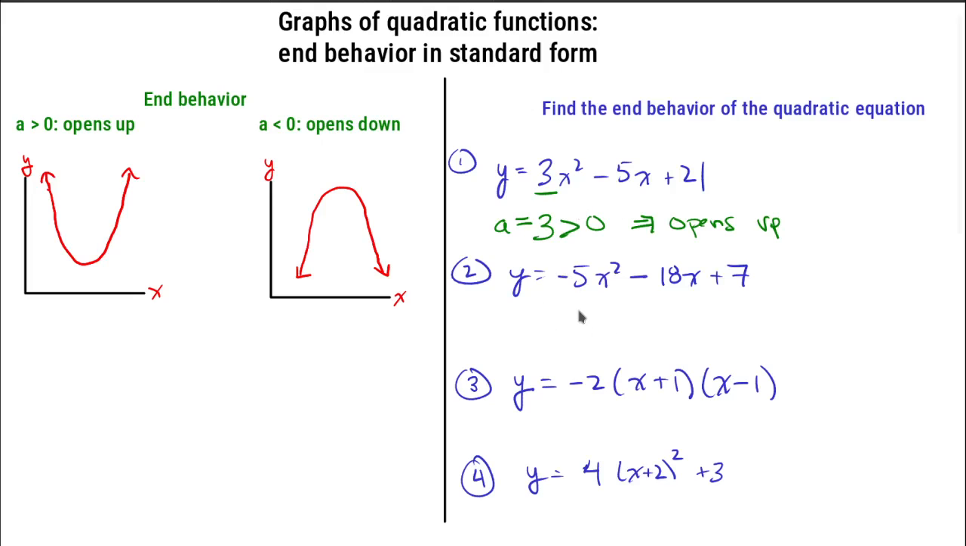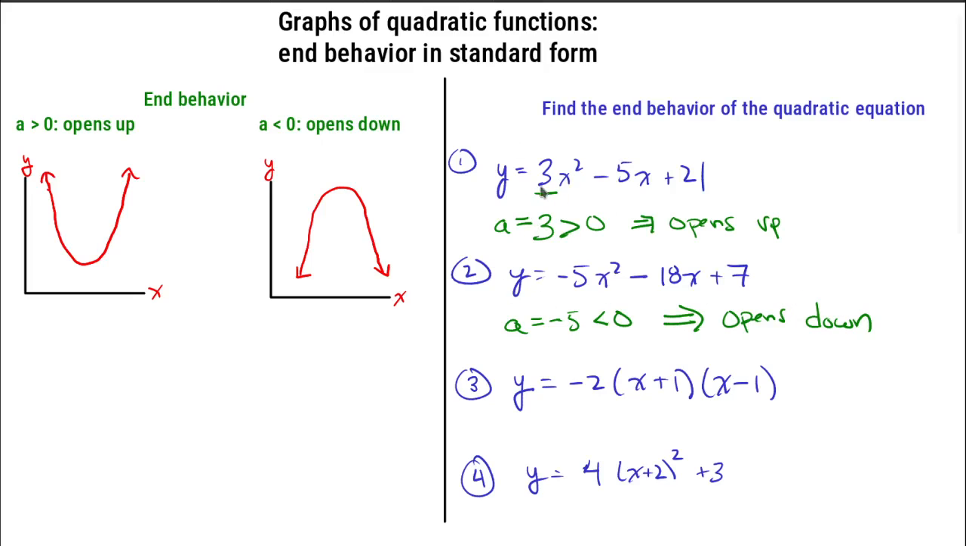Same thing with the next one. So in this example, y equals negative 5x squared minus 18x plus 7. A is the coefficient of the x squared again. It's minus 5 this time. This minus 5 is less than 0. It's negative. That means that this one is going to open down. This one is an upside down U-shape if you graph it.